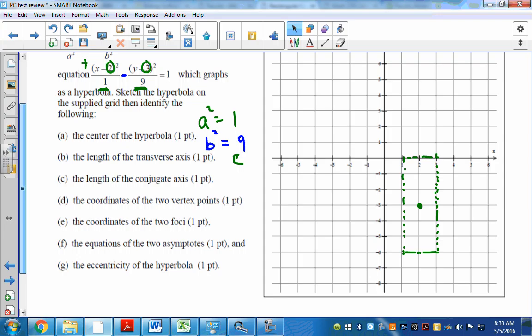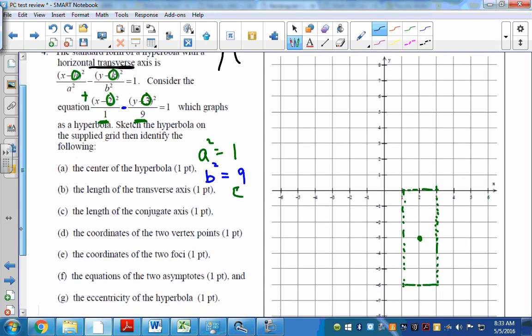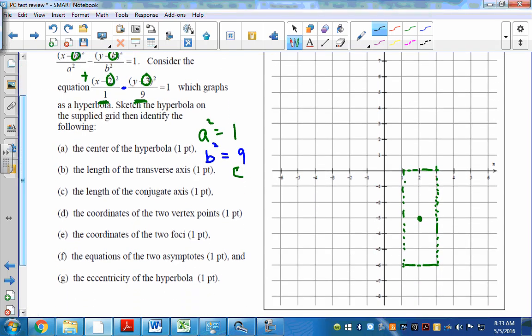It does say transverse axis. Remember, transverse is the axis that connects the 2 branches. So we're looking at a picture like this. This is the horizontal transverse axis. They want to know how long that is. By looking at the box, we can pretty much tell that that's going to be 2 units long, going from there to there. So the length of the transverse axis is 2.